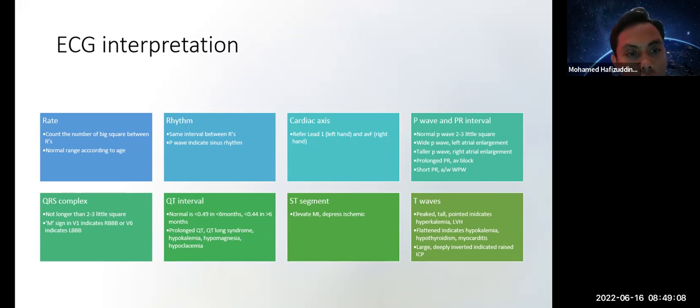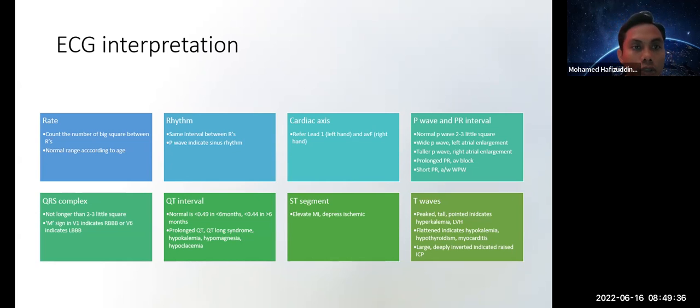Okay, so for rhythm, we see from the R to R intervals, and if there is a presence of P wave, it indicates sinus rhythm. Okay, so next, regarding the cardiac axis, basically we will refer to lead 1 and also aVF.